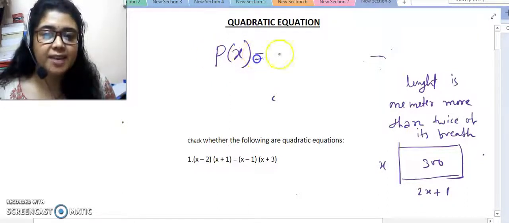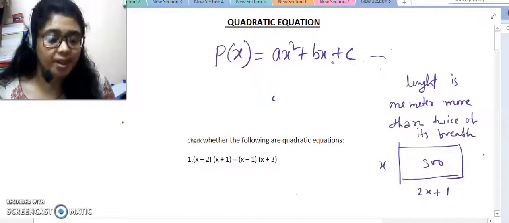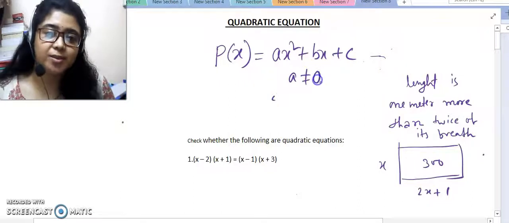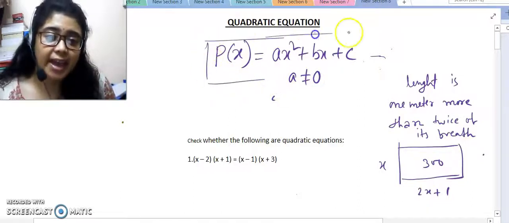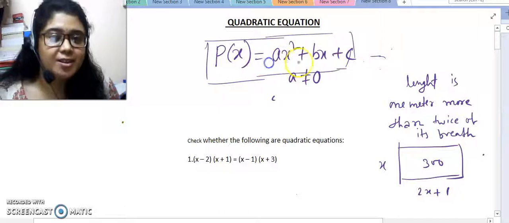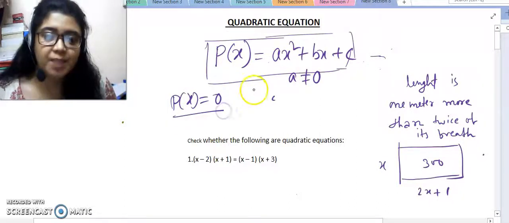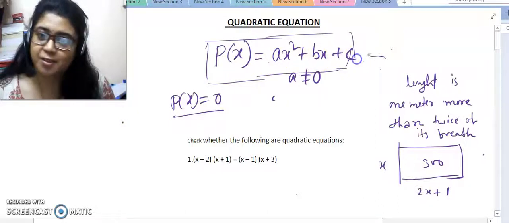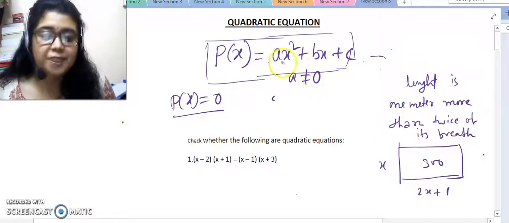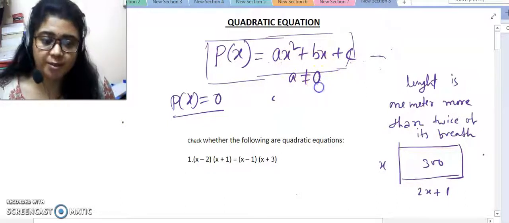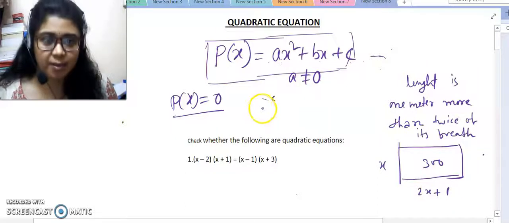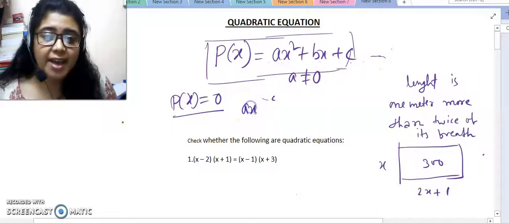So, p(x) is equal to ax² plus bx plus c, okay, where a is not equal to 0. This is an equation of a quadratic polynomial. When p(x) is equal to 0, then this ax² plus bx plus c is equal to 0. And if a, b, c are real numbers and a is not equal to 0, then the equation is called a quadratic equation. So now ax² plus bx plus c is equal to 0.